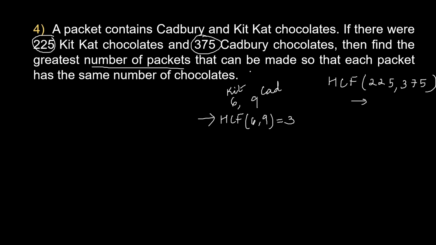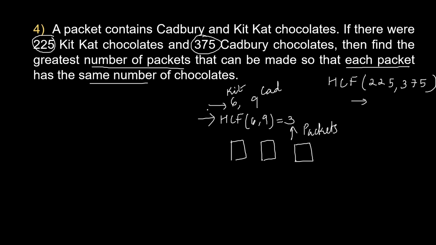Now what is told, that is find the number of packets that can be made so that each packet has the same number of chocolates. So now if we apply this to this example, the number of packets is 3. So that means we have 3 packets. Now according to the question, each packet has the same number of chocolates. All these 3 packets must have the same number of chocolates.